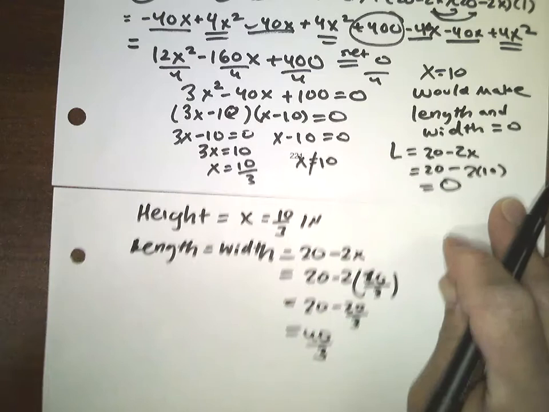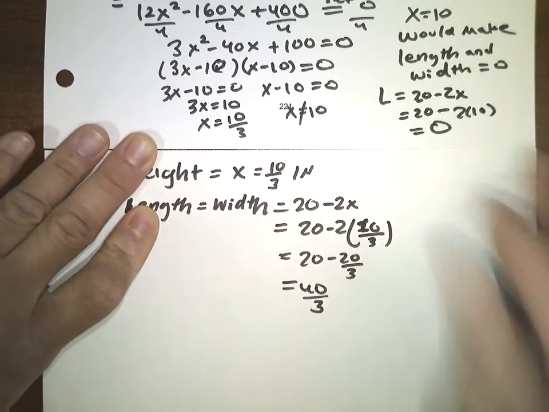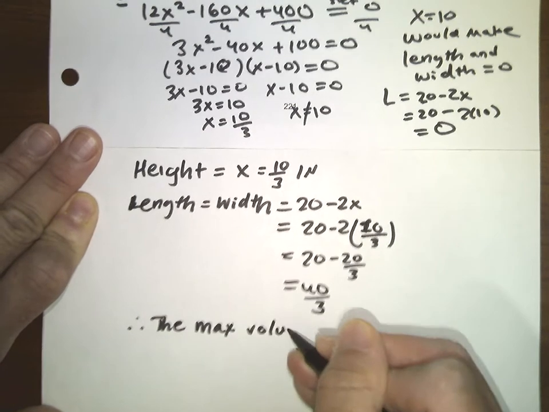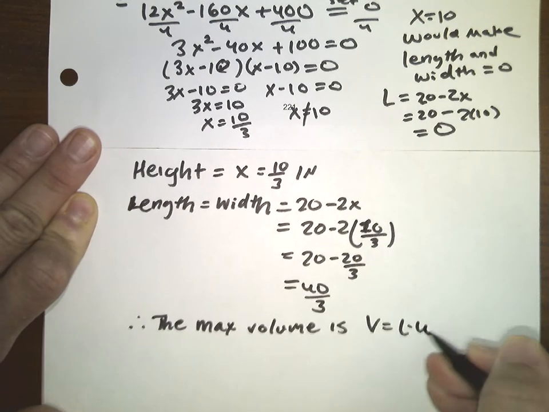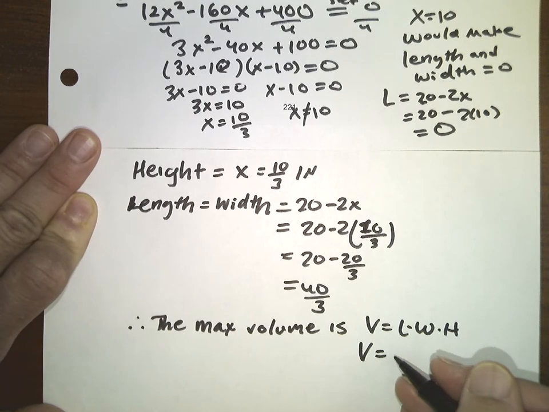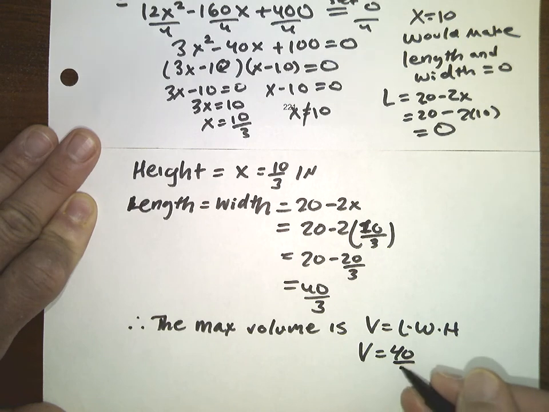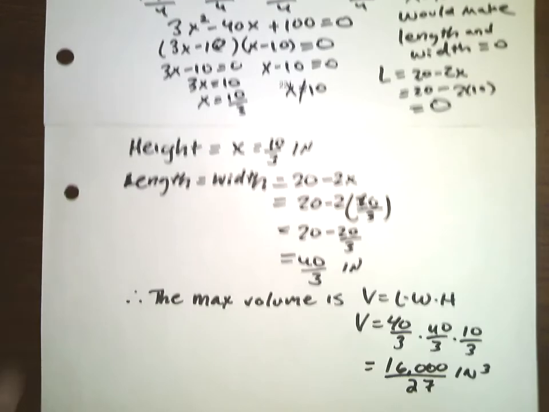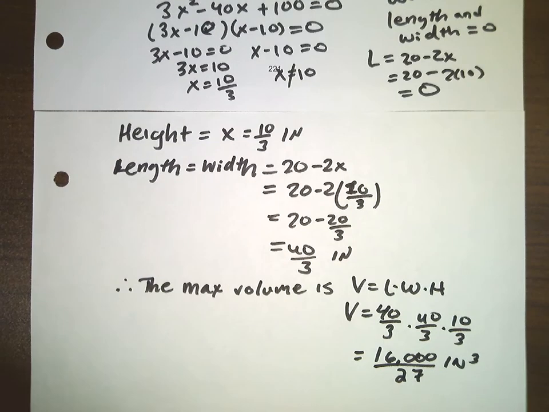So then, if you want the maximum volume, the maximum volume is going to be length times width times height. So that's 40 thirds times 40 thirds times 10 thirds, the height. So that would be 16,000 over 27 inches cubed, right? The height was in inches, the length and the width were in inches, and the volume is in inches cubed. All right, so that would be the volume of the box.